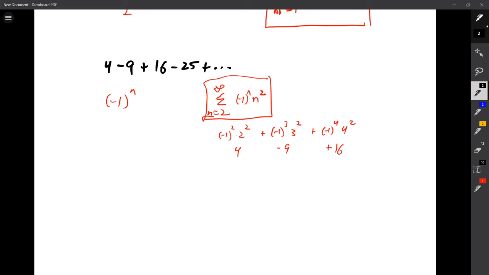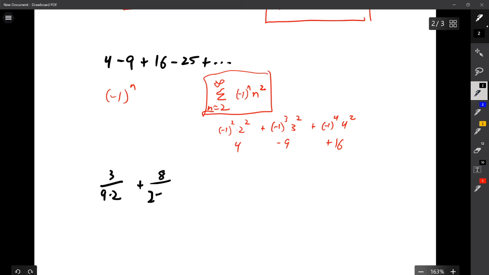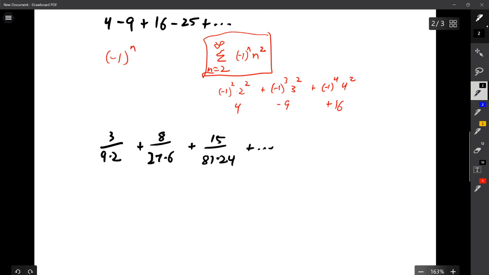Let's go with this. Let's represent in sigma notation 3 over 9 times 2 plus 8 over 27 times 6 plus 15 over 81 times 24 plus dot dot dot. All right, so factorial comes up sometimes. It actually comes up a lot in the context of sigma notation, depending on the context. So with factorial, it's helpful to know what the pattern of numbers is.